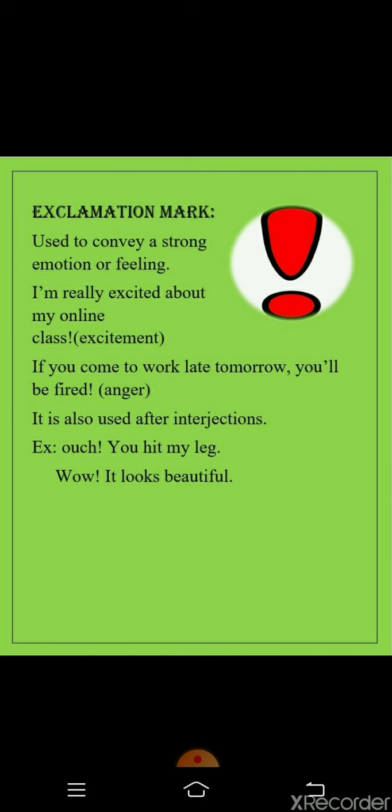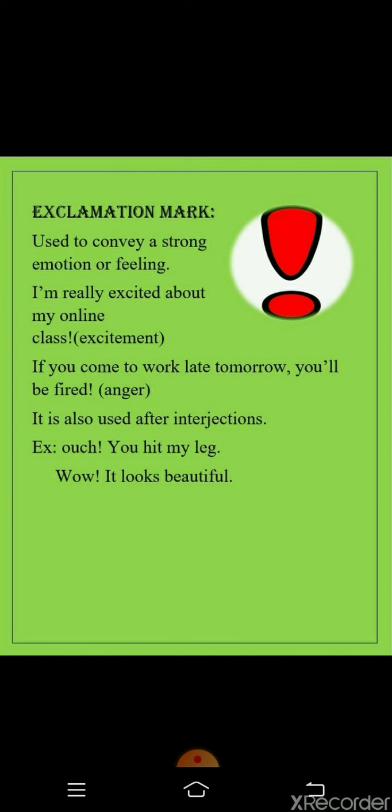A second example, "If you come to work late tomorrow, you will be fired!" This is a boss telling his employee, "If you come to work late tomorrow, you will be fired!" So it is an emotion expressed by the boss.